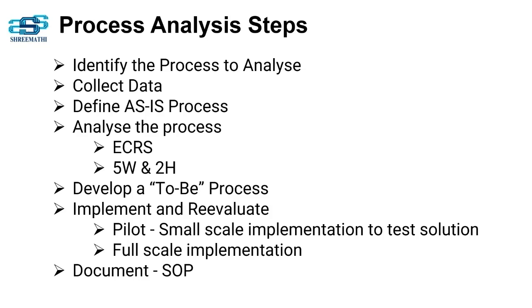Next, define the current process, or map the current process. Create a visual representation of the process flow. You can use flowcharts, diagrams, or other tools to illustrate how tasks move from one step to another. Identify input, output, decision points, and interactions.